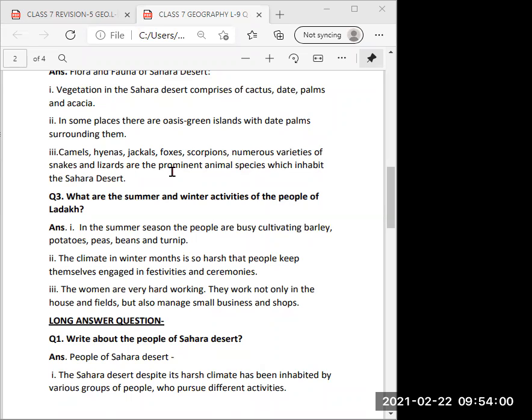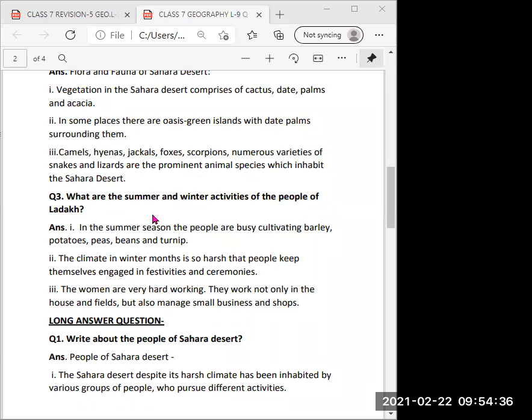Okay, now next is, we were on animals of Sahara Desert: camels, then hyenas, then jackals, foxes, scorpion, and then numerous varieties of snake and lizard. Clear? Different types of snake and lizards are also present. So these are the animals found in Sahara Desert. Clear about flora and fauna of Sahara Desert?